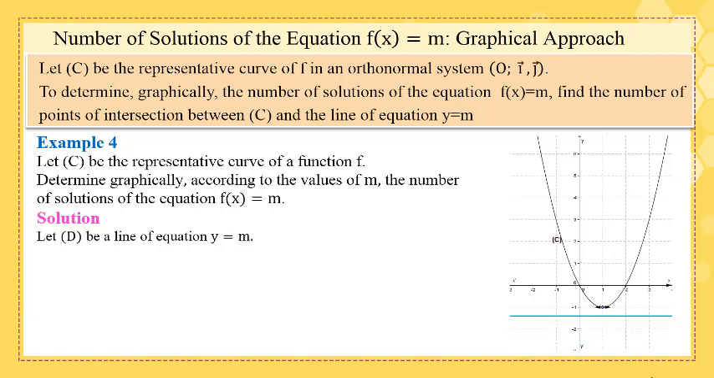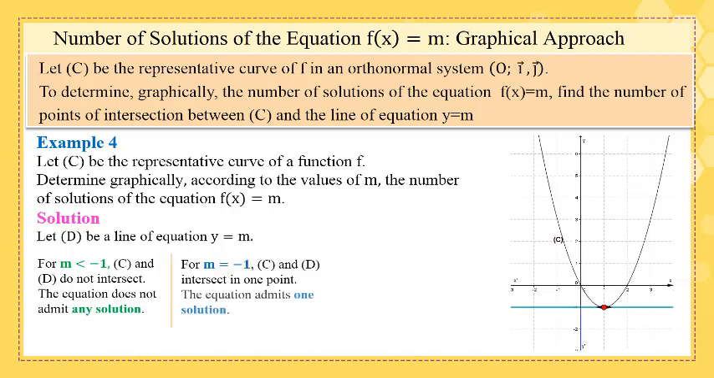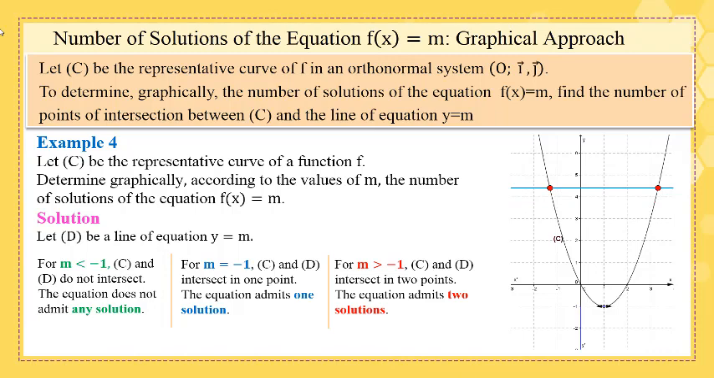As you see, if m is less than -1, C and D do not intersect. Thus, the equation doesn't admit any solution. If m equals -1, C and D intersect in one point, thus the equation admits one solution. For m greater than -1, as you see, C and D intersect in 2 points, thus the equation admits 2 solutions.